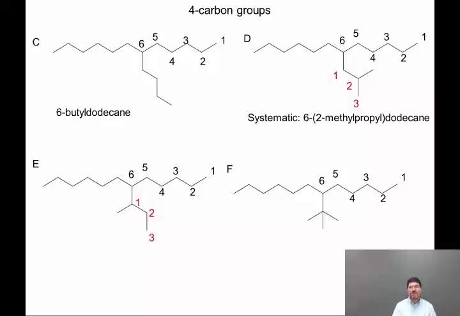For molecule E, we have the same 3-carbon branch, the same propyl group, but now instead of the methyl coming off of carbon 2, the methyl is coming off of carbon 1. So therefore this molecule will be named 6, and in parentheses, 1-methylpropyl dodecane.